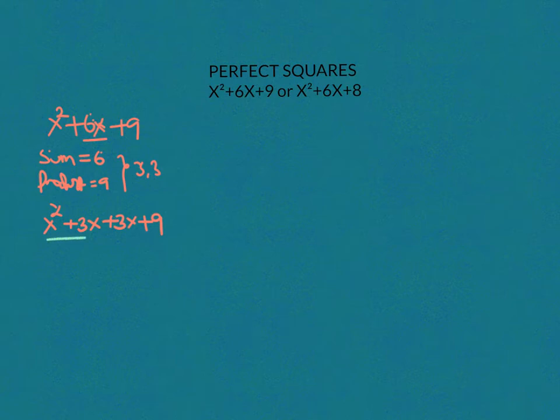And so now we can go ahead and factorize the two halves of the same expression. If you look at the first half, x is a common factor, so we're going to factor out x. We'll have x into x plus 3, and then on the other side 3 is a common factor, so we're going to have 3 into x plus 3.